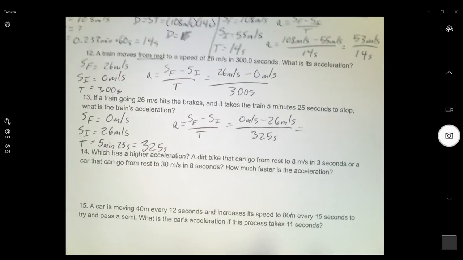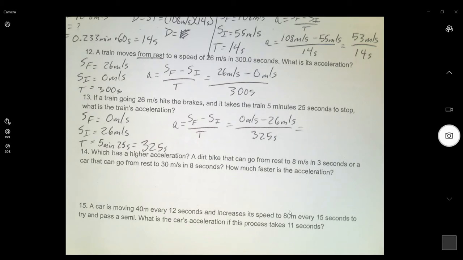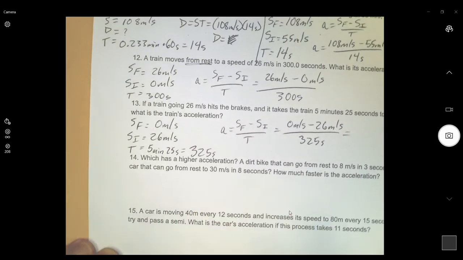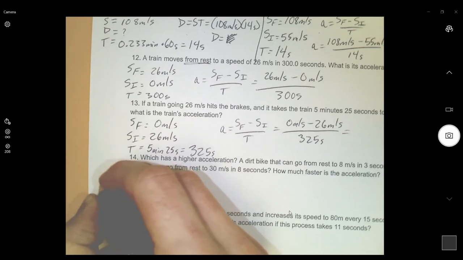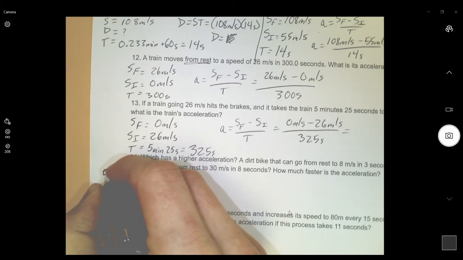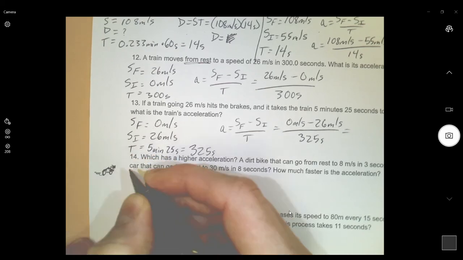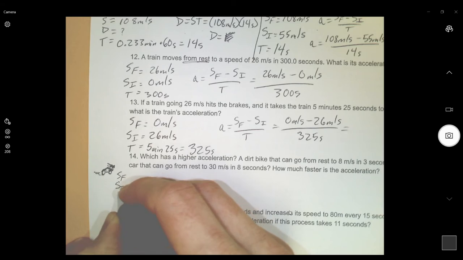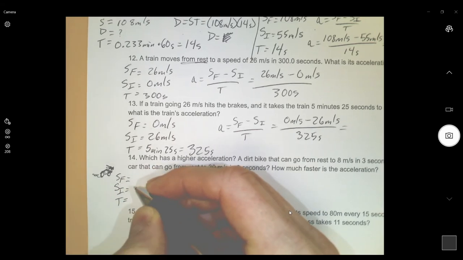So we've got, which has a higher acceleration: a dirt bike that can go from rest to 8 meters per second in 3 seconds, or a car that can go from rest to 30 meters per second in 8 seconds. How much faster is the acceleration? All right, so we have to pick one, and we have to find the difference between the two. We're going to need a lot of space, I think. So this will be for our dirt bike, and I like to draw pictures. So it's got little fenders, the seat and the handlebars. It's a dirt bike. All right, so you have final speed minus initial speed over time.